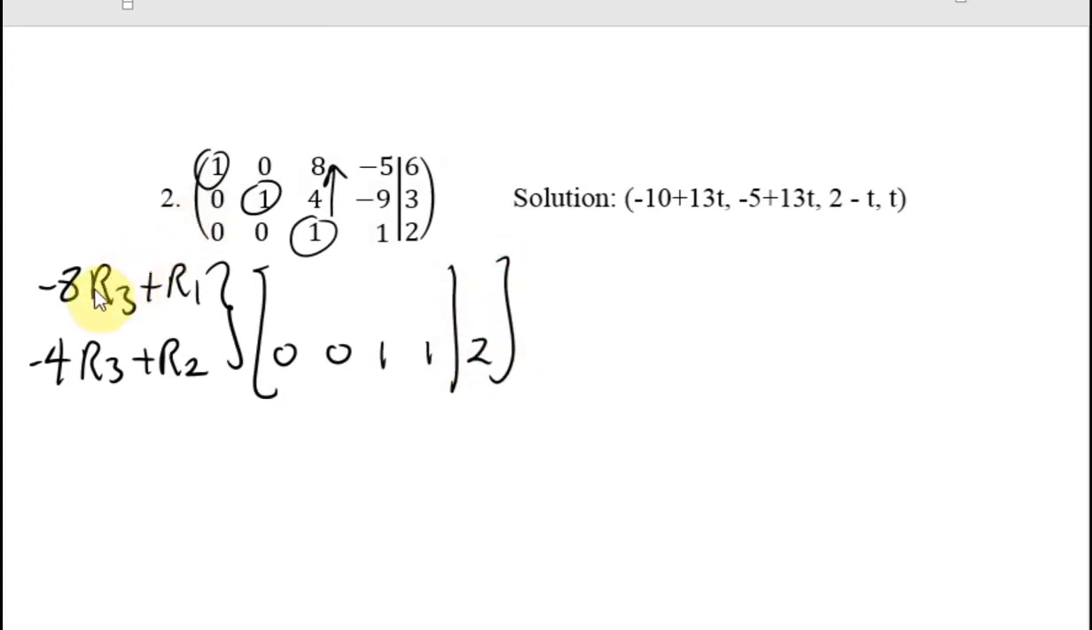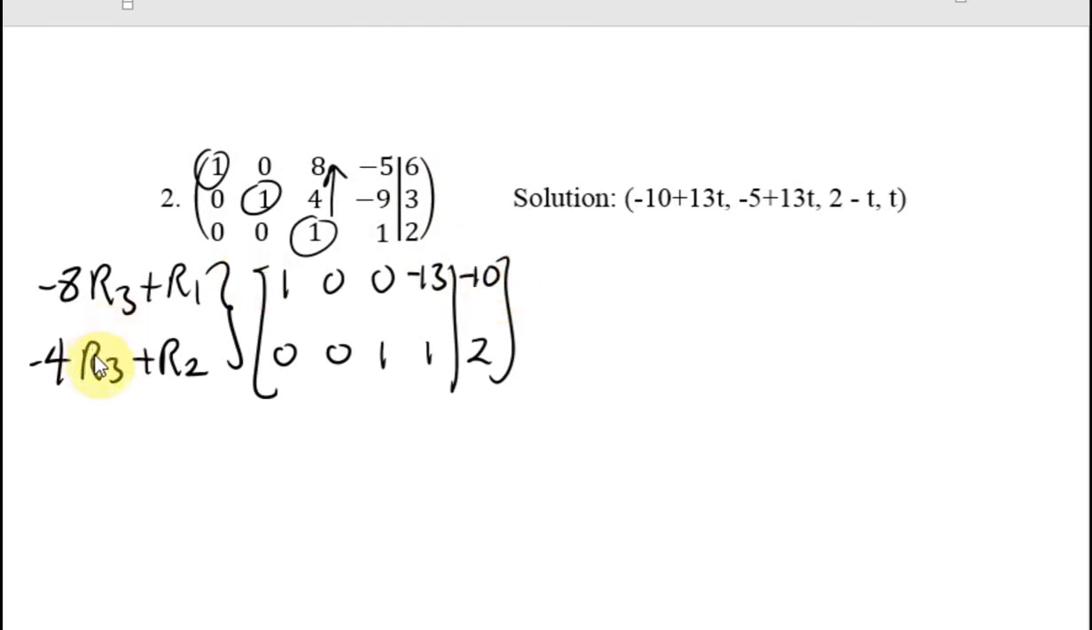So -8 times row 3 plus row 1. Here this 1 stays there. That's a 0. We get -8 plus 8 is 0. -8 minus 5 is -13. -8 times 2 is -16 plus 6 is -10.